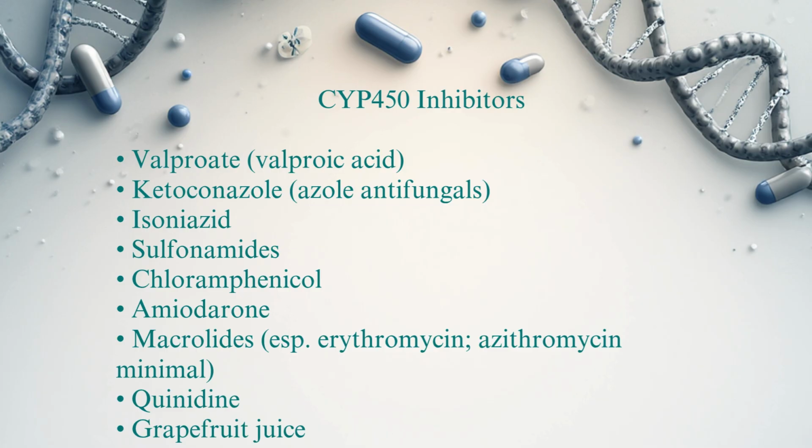CYP-450 inhibitors. Inhibitors do the opposite. They slow metabolism. The big ones? Valproate, ketoconazole, isoniazid, sulfonamides, chloramphenicol, amiodarone, macrolides, quinidine, grapefruit juice. These drugs increase levels of other medications and risk toxicity.